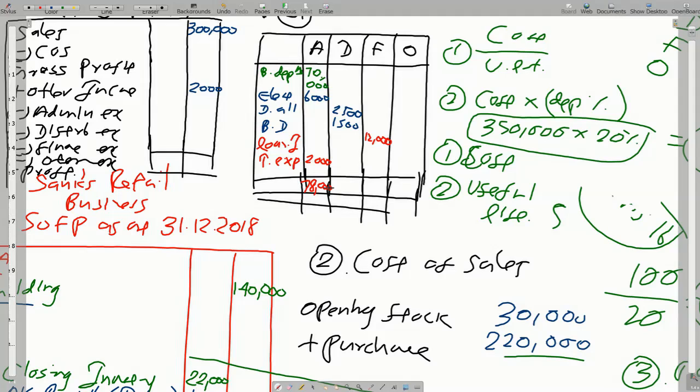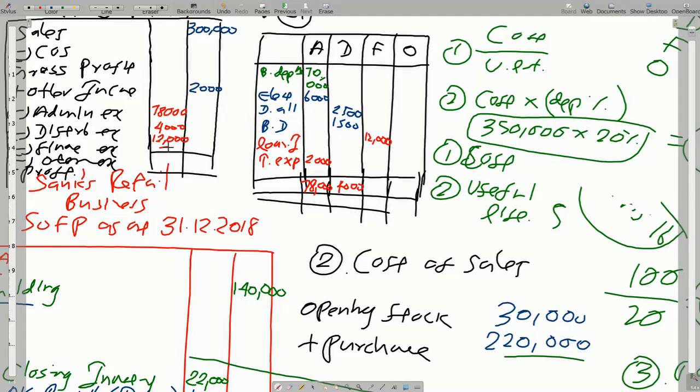78,000. That should be coming under our administrative expenses here. Right? So then distribution expenses 2,500, 1,500, it's 4,000, no? Distribution expenses 4,000. Then finance expenses 12,000. So there is no other kind of finance expenses, 12,000. Other expenses, no other expenses.